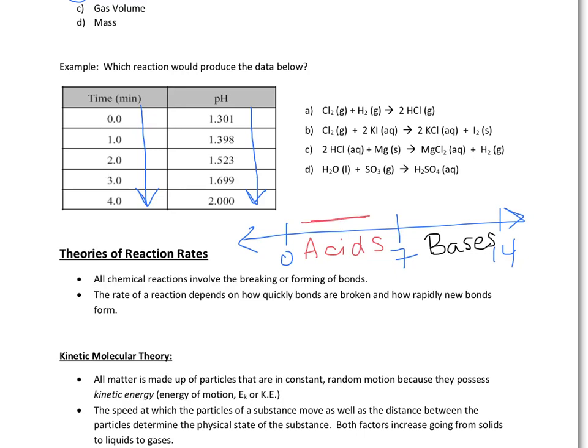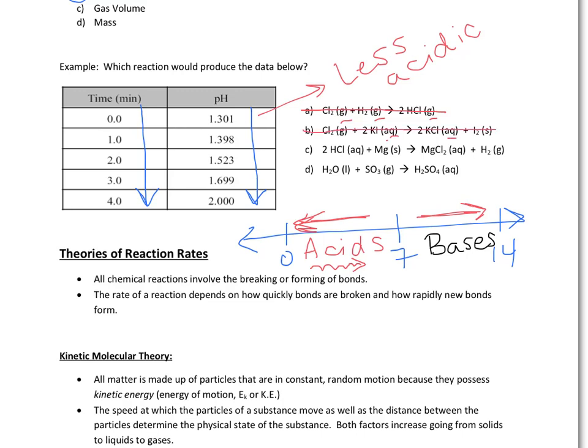The closer you get to 0, the more acidic it is, and the closer you get to 14, the more basic it would be. So in our example, seeing as the pH is going from 1 up to 2, it's getting less acidic or more neutral. So we need to figure out which of the following choices, A, B, C, or D, involves it becoming less acidic. Well, in A, you'll notice that these are all gases, and in order for us to have an acid or a base, it must be an aqueous solution.